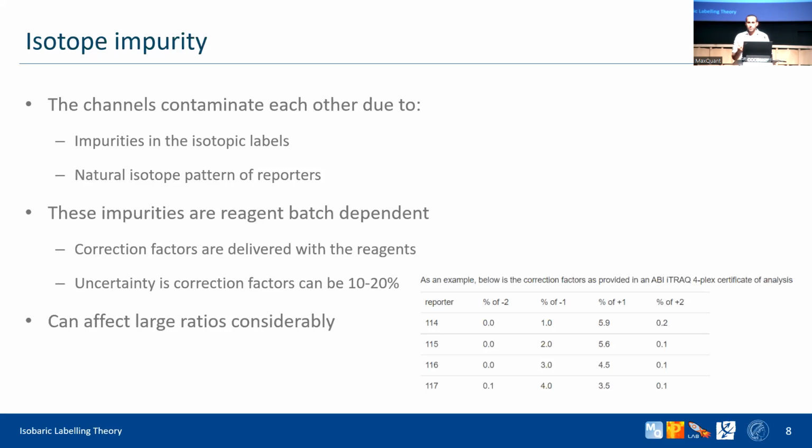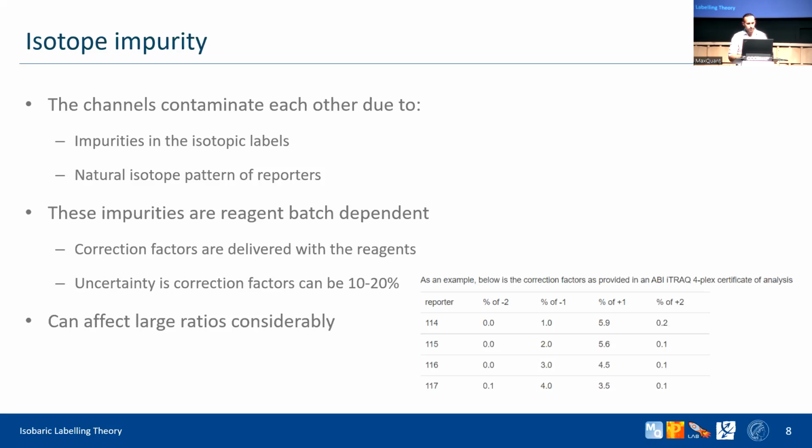It's not always perfect, but it does work. So you might sometimes get a signal in a channel that you shouldn't because of the impurities. So you might have a little bit of a signal. The correction factors would reduce these signals, but can sometimes not be able to completely get rid of them. So this is stuff that we keep in mind. And it has a significant effect on larger ratios than the smaller ones.